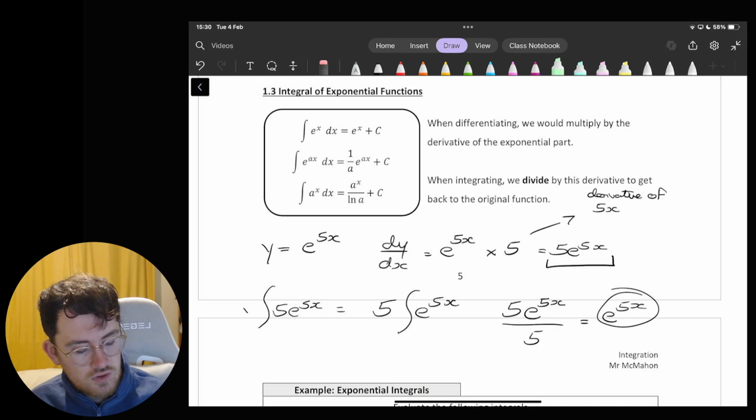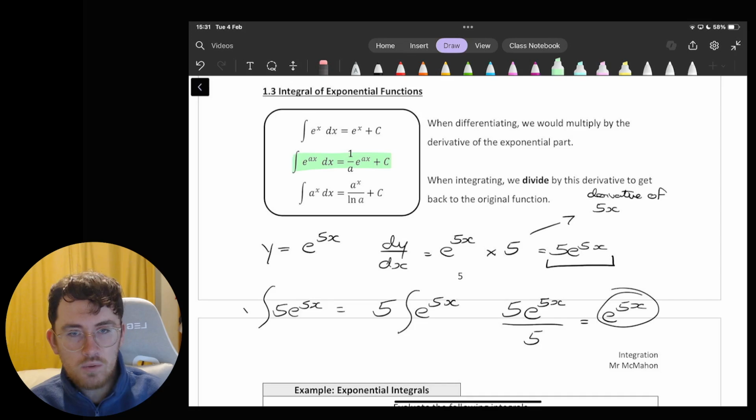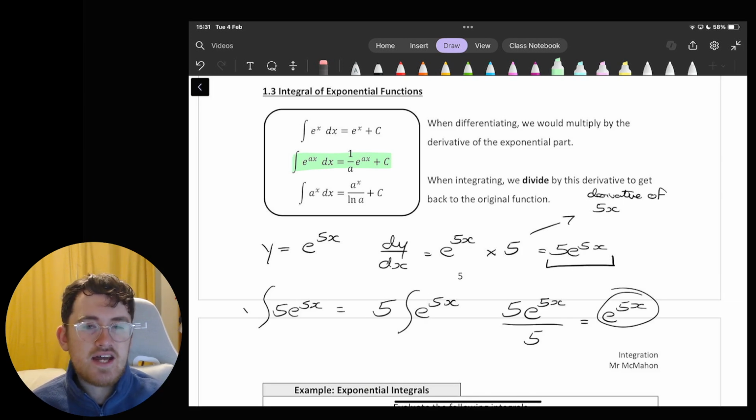So that's the first rule to bear in mind: if we have an exponential function which has a constant coefficient of x, we will divide by the derivative of that angle part, as opposed to multiplying as we would have done for differentiation. The second part is for integrating a function that doesn't have base e, so isn't a natural exponential, so any other base. Again, there's a specific rule for that. For a to the power of x, if we're integrating that, it goes to a to the power of x over ln of a. And then my plus c is included for all of these, because they're not definite integrals. I'm not given any upper or lower bounds for them.